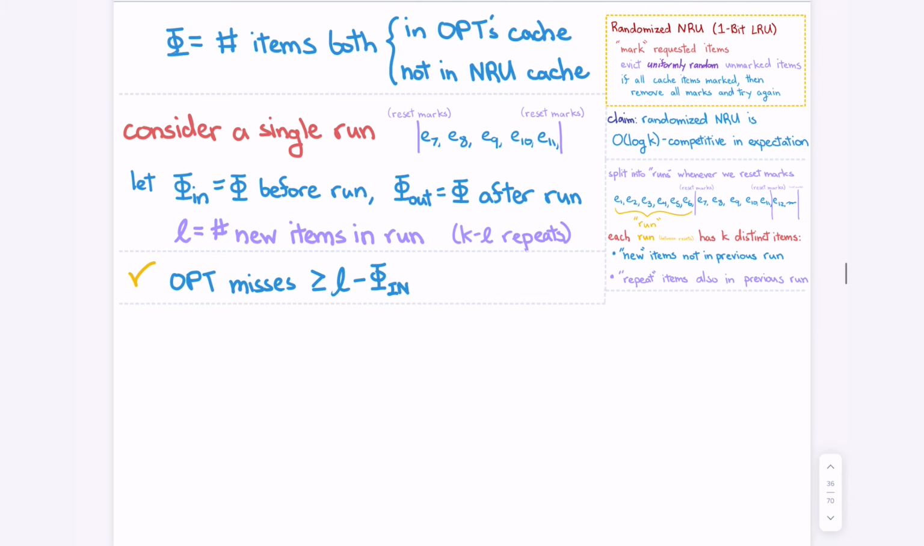Next claim. OPT will always miss at least L minus phi in. The next claim is OPT always misses phi out. Why? This is the number of items that OPT is holding on to that you decide not to hold on to at the end of the run. For some reason, OPT has 6 items that you don't have at the end of the run.